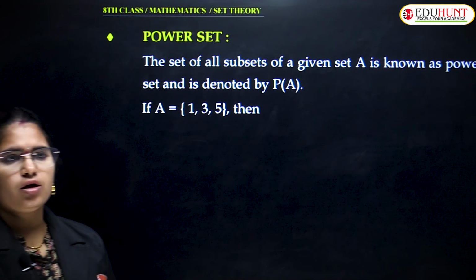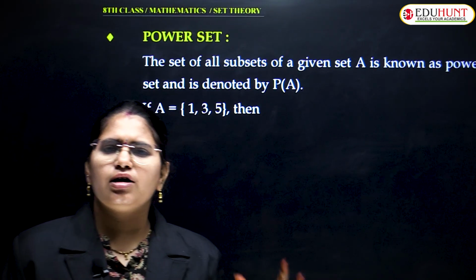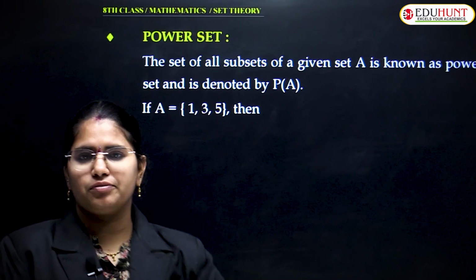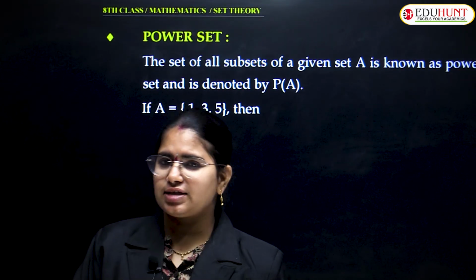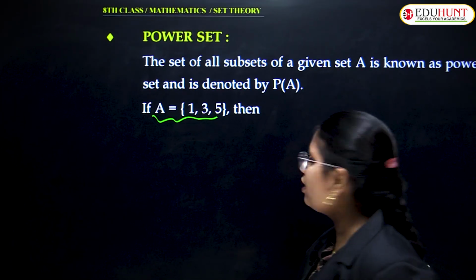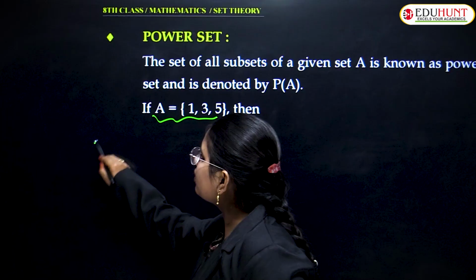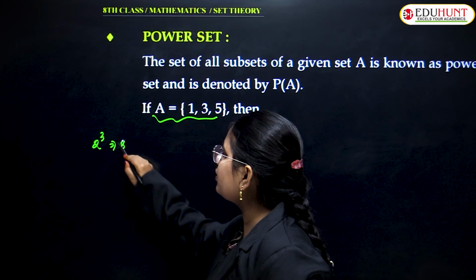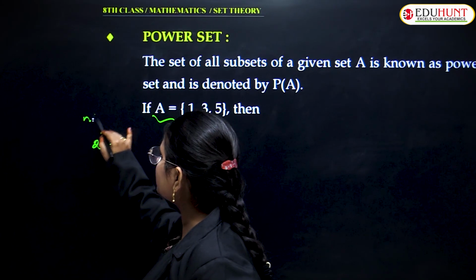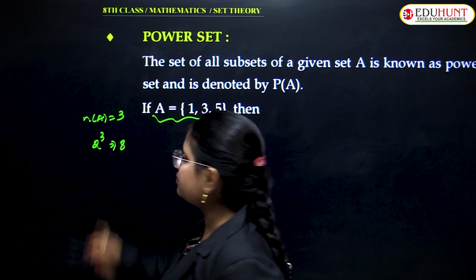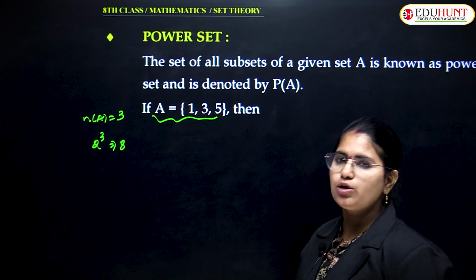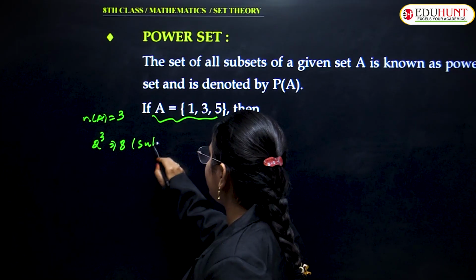So if you gather all the subsets of a main set, that is nothing but the power set. Just now you have written, let me take A is equal to 1, 3, 5. What are the subsets of it? The number of subsets is how much? 2 power of 3 is equal to 8. Very good, because the cardinality of A, n of A, is equal to 3. So 2 power of 3 is equal to 8 subsets I have to get.